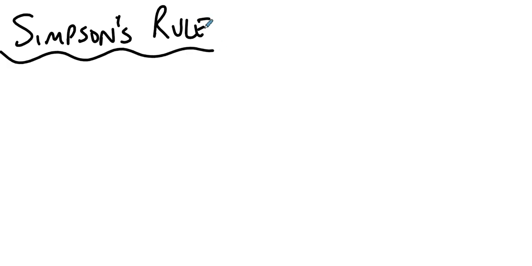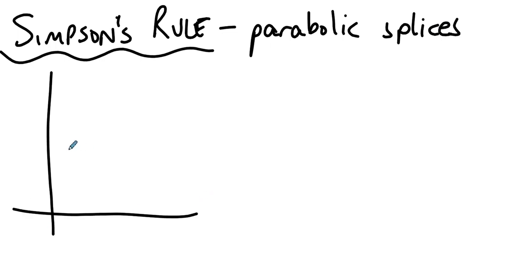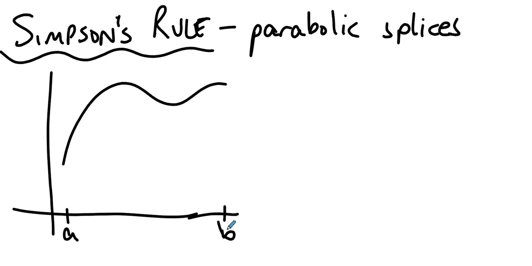I've got another rule. It's not a trapezoidal rule. I've got Simpson's Rule. We won't prove why Simpson's Rule works so nicely because Simpson's Rule doesn't deal with line segments at all. It deals with parabolic splices. So what does that mean? So you've got some function from A to B, and so this is x sub 0, and this is x sub n, and so you break things up.